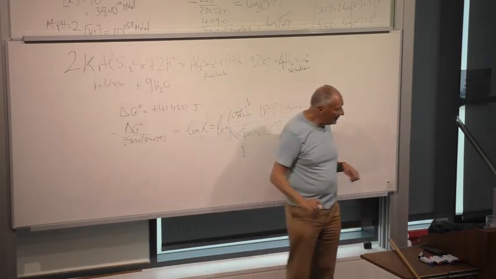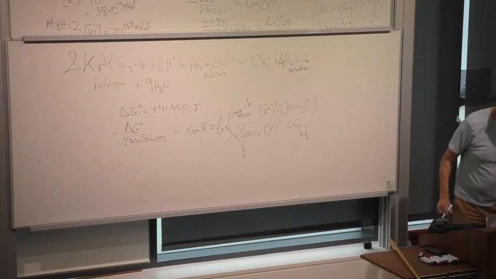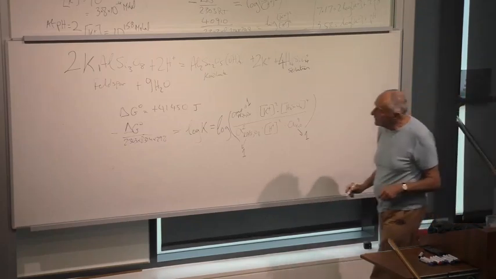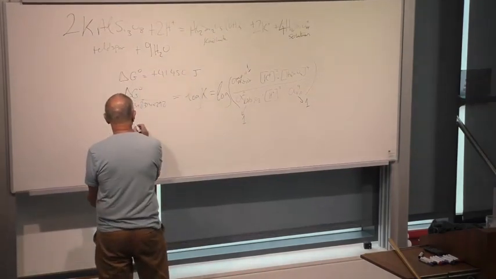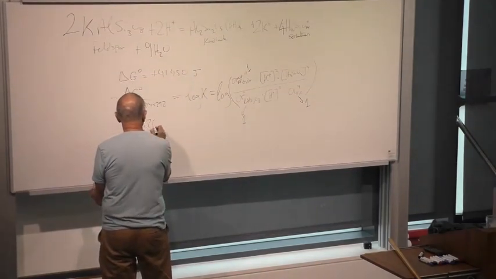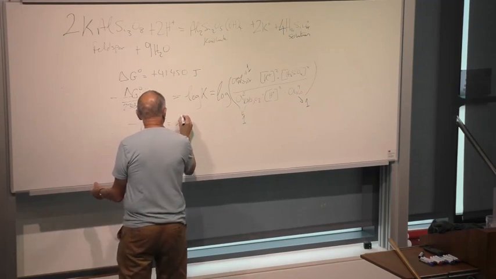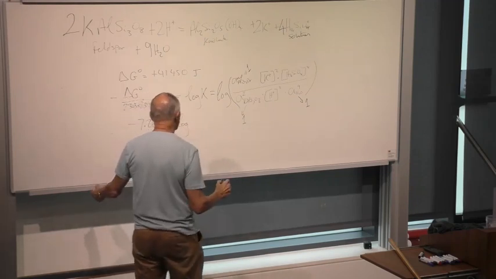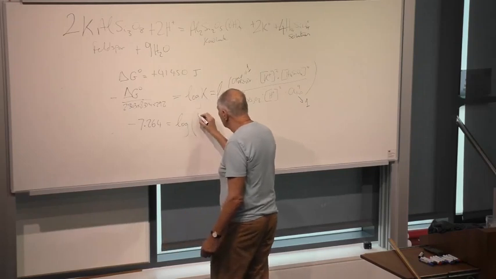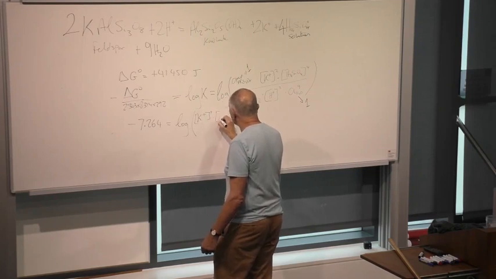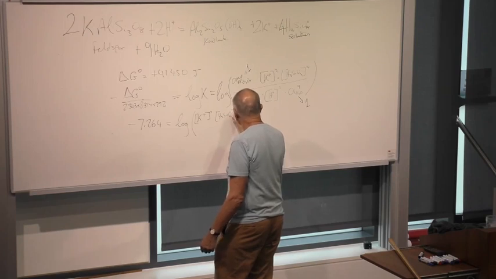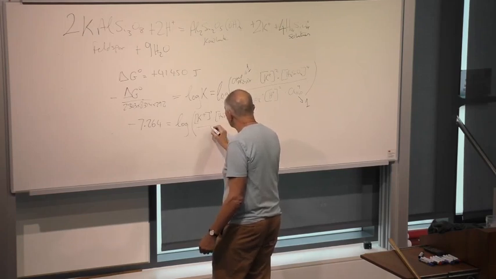This over here is minus 7.264. And that's going to equal the log of K plus squared times H4SiO4 to the fourth over H plus squared.